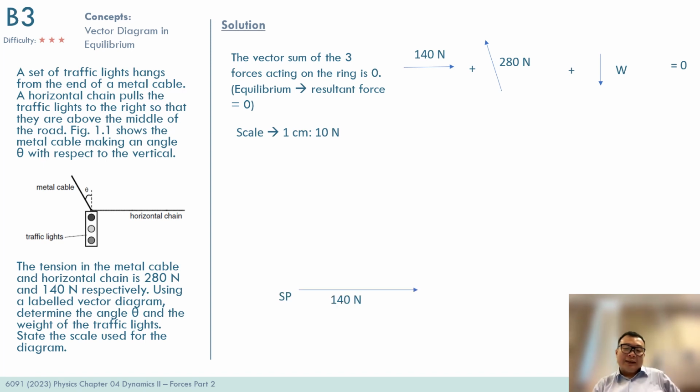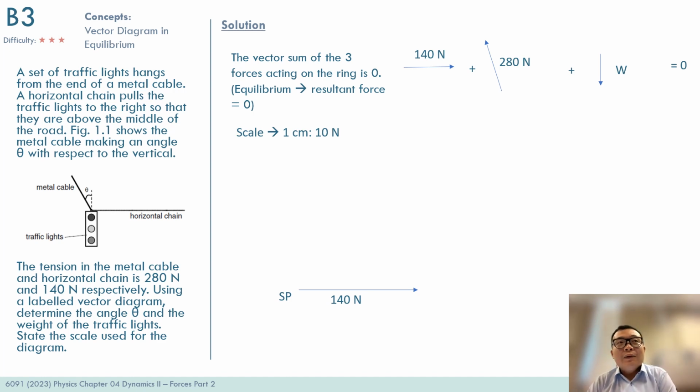So I will start with a starting point, and I will start with the known vector that I know everything about. I know that this vector is 140 newtons, and I know the direction is exactly towards the right. So I draw a horizontal line, measure it to scale. According to my scale, this line should be 14 cm. So draw it accurately.